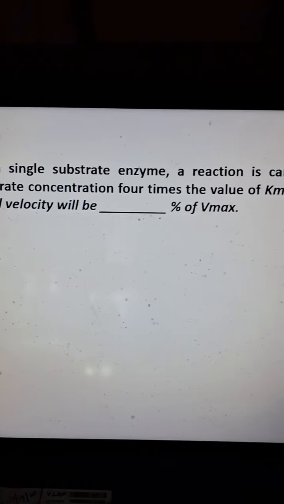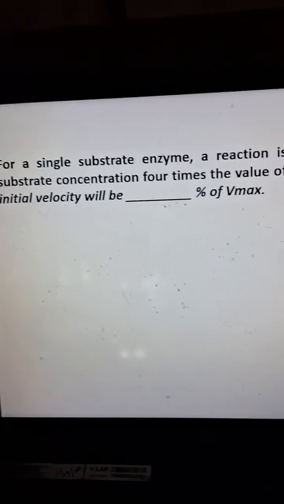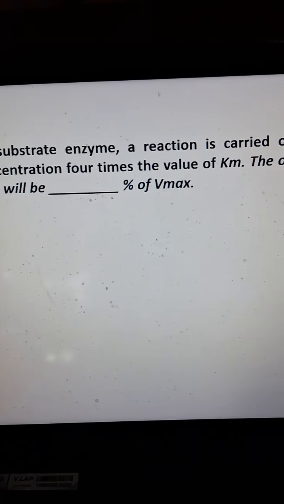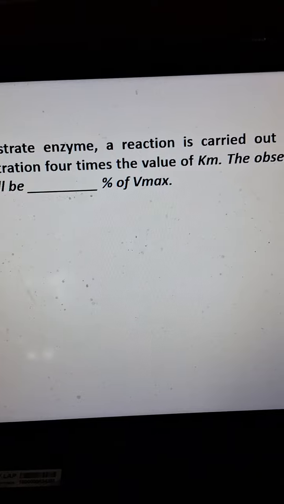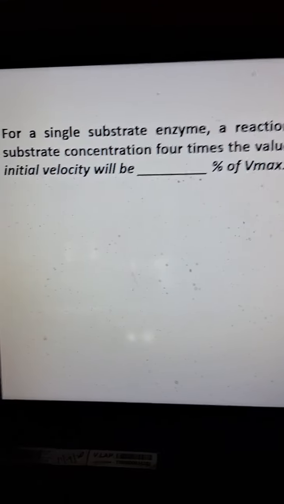For a single substrate enzyme, a reaction is carried out at a substrate concentration 4 times the value of Km. And S is equal to 4 Km. The observed initial velocity will be dash percentage of Vmax.